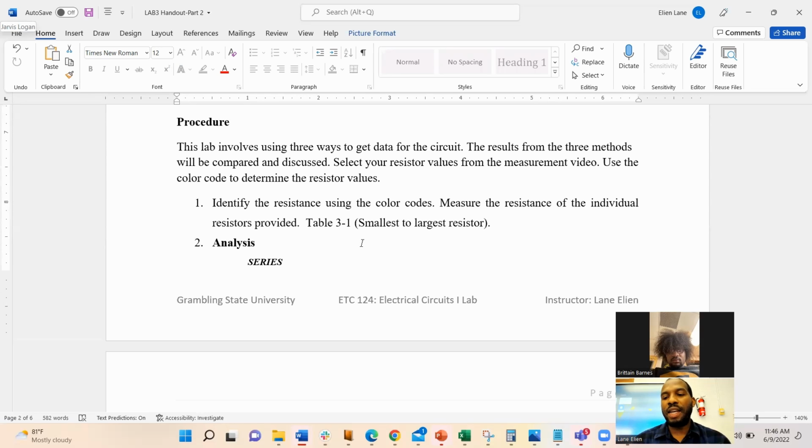Some of your resistors are labeled in the package so that you can use that to identify the resistors as well. Okay, so this is the first step to identify the resistors. The second step is to actually measure the resistance of those resistors and put it in the table provided.